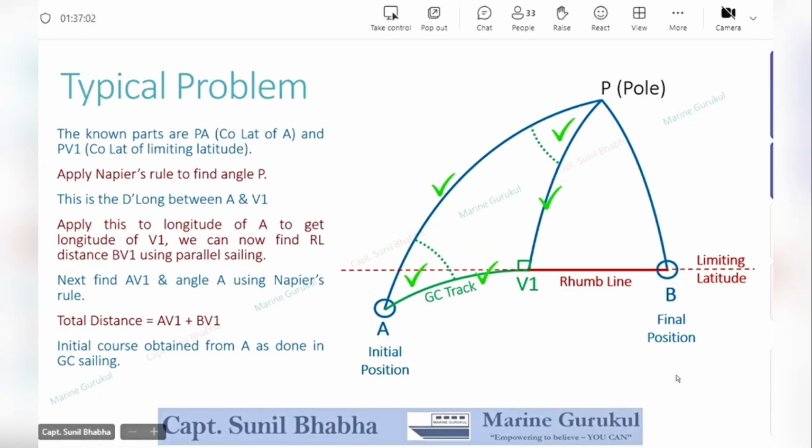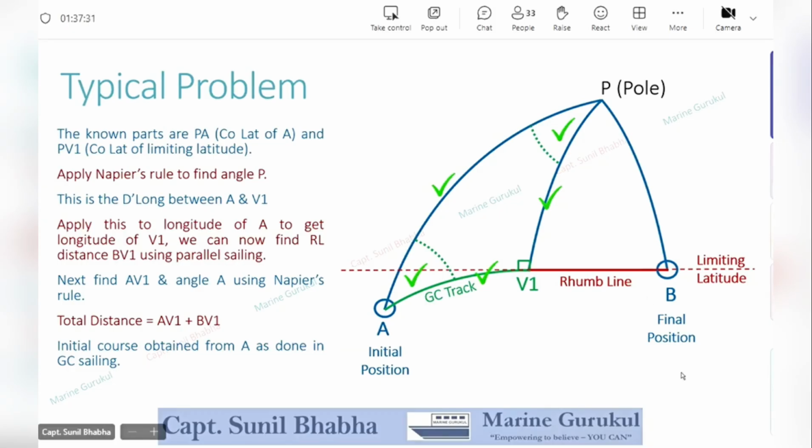Sir, in this case, if they ask us to find out the final course. Okay, if this is a normal question, not the complicated one, then the final course is going to be 090, beta. You don't need to calculate it. It is understood if the vertex is inside and composite sailing is happening, the final course will be 090. Okay, sir.